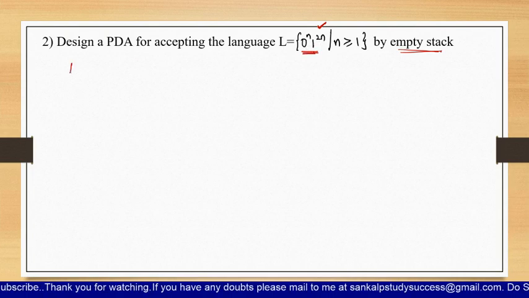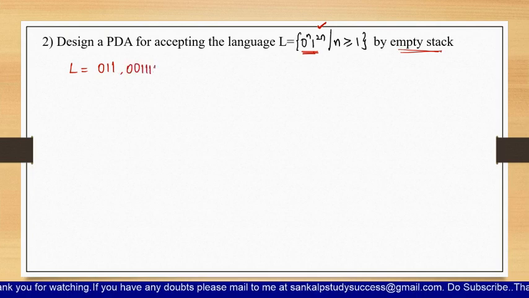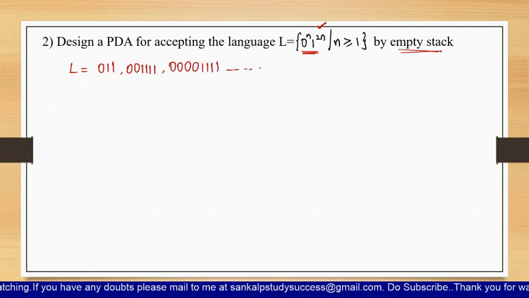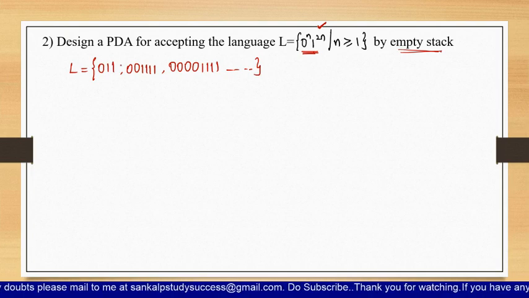So that means 011 will be one string, 00 and 4 ones will be another, 000 or 4 zeros, 4 ones, and so on like this. So that means you will get any number of strings, but the condition is any number of zeros should be followed by an even number of ones.